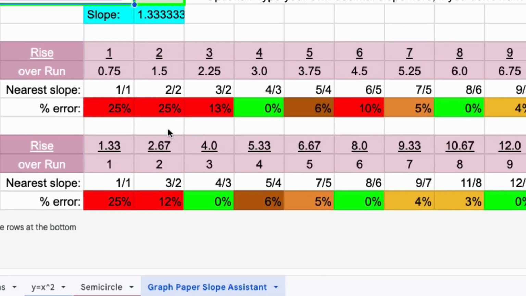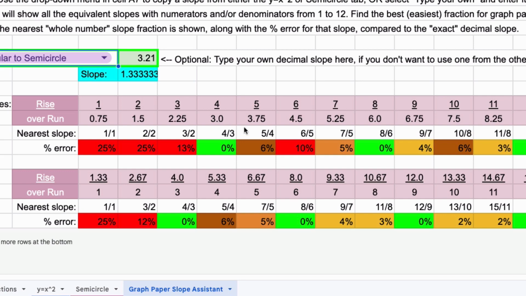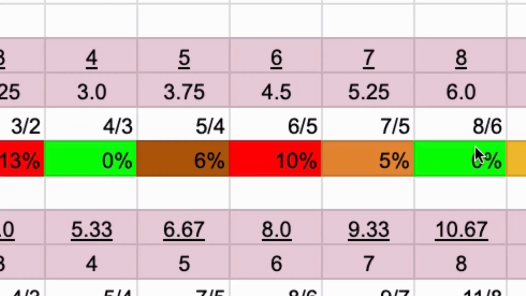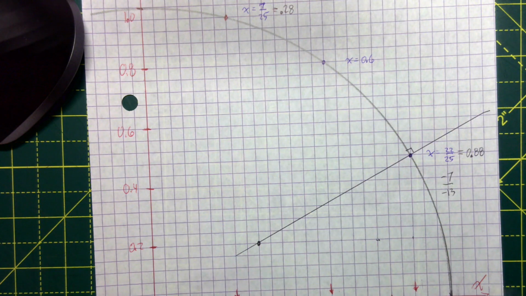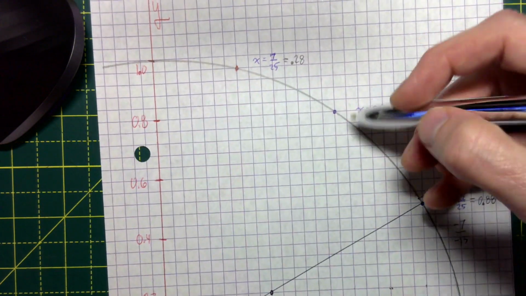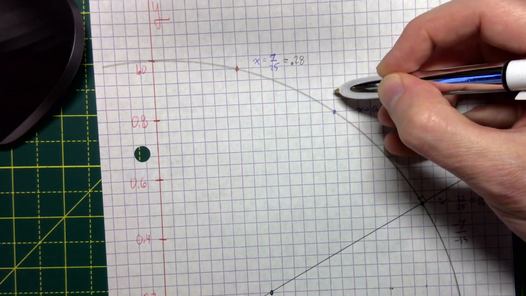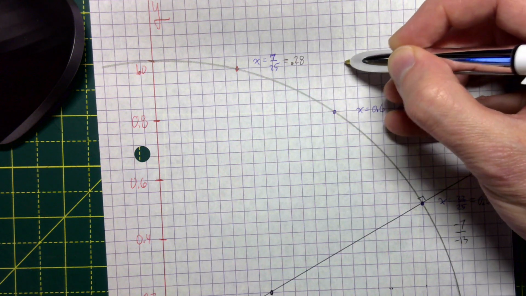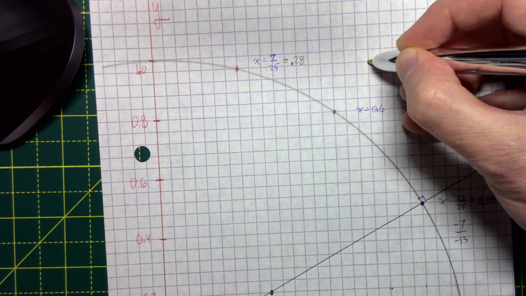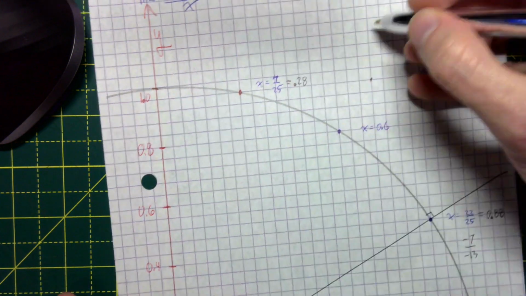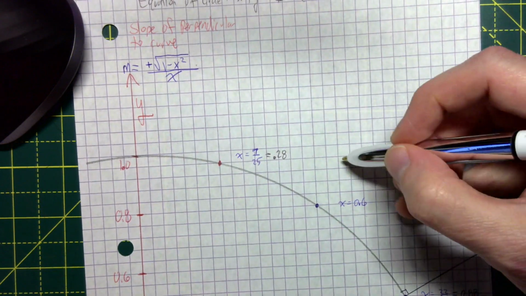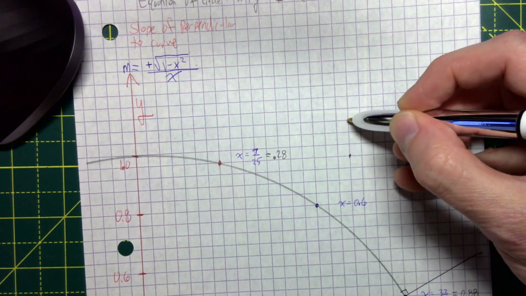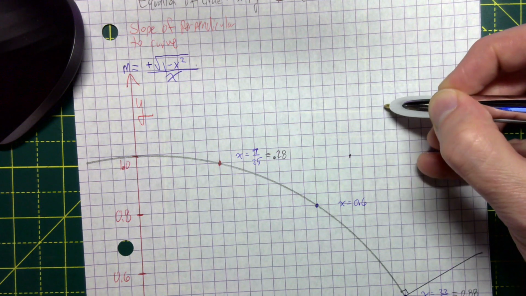Again, if we go back to the graph paper slope assistant, we find that a perfect slope is 4/3. There's a bunch of repetitions, like 8/6, just a multiple of 4/3. So we're going to graph a slope of 4/3 from here. We can actually go in several directions. We can go rise 4, 1, 2, 3, 4, run 3, 1, 2, 3. I always tell my students to graph multiple increments of the slope. Rise 4, 1, 2, 3, 4, run 3.